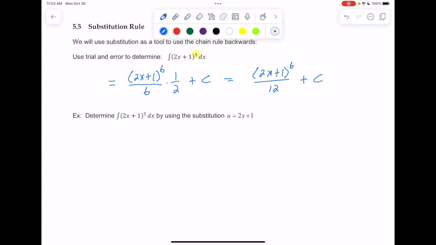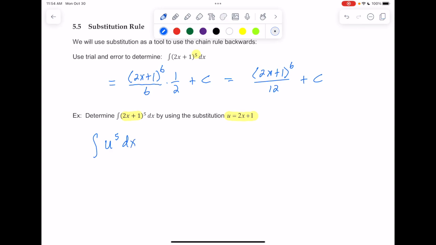But I don't want to have to do problems like this all the time, wrestling with it to get an antiderivative. I want to come up with more of a concrete procedure I can use, and that's where substitution comes in. So we're going to try that exact same problem again, integrating (2x + 1)^5 with respect to x, but this time using a substitution where u = 2x + 1. If I took this piece right here, u = 2x + 1, I could substitute in right there, and that would be the integral of u^5 with respect to x.